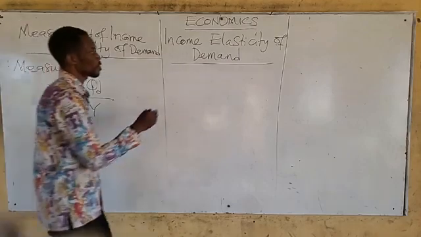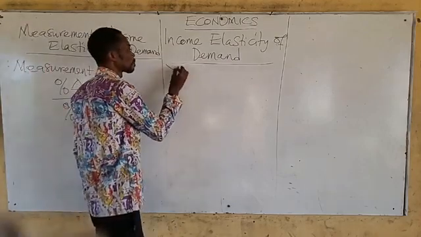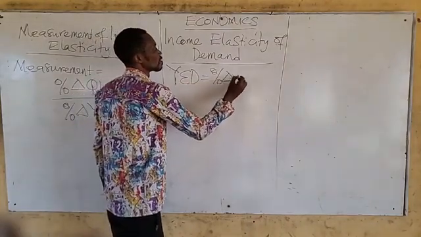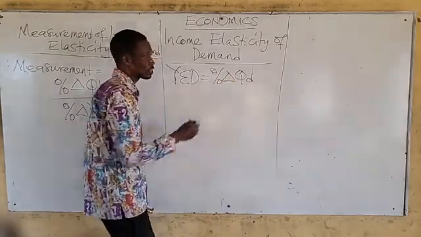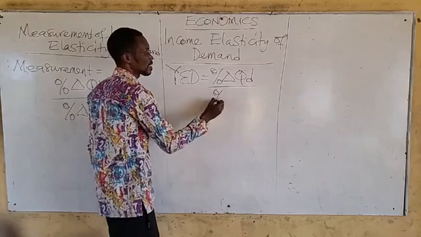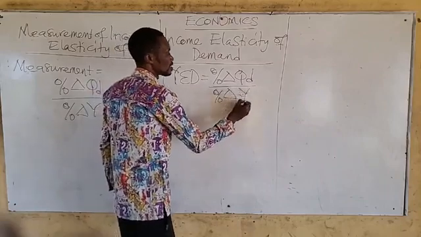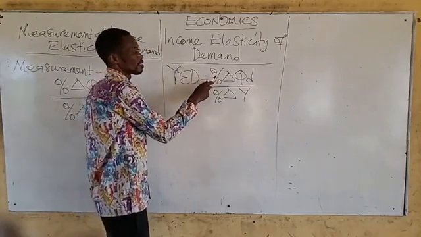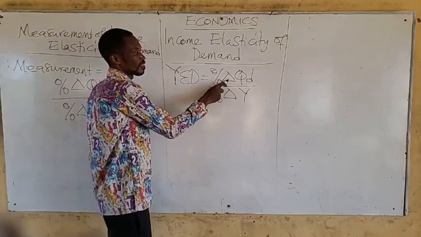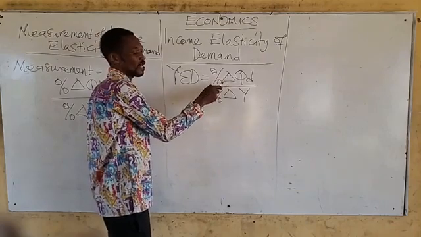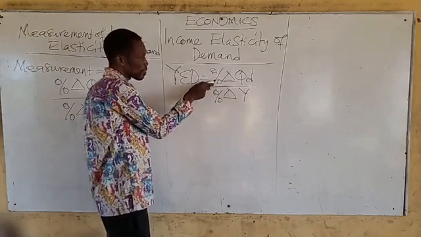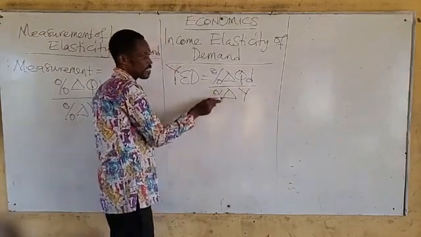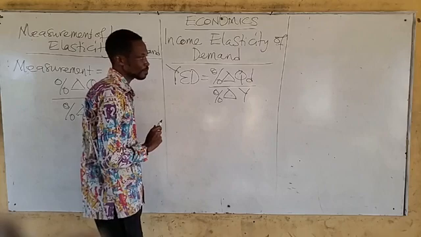Often, your teacher may write it like this: income elasticity of demand is equal to the percentage change in the quantity demanded of the commodity divided by the percentage change in the income. This small triangle is called delta, meaning change. QD is the quantity demanded, divided by the percentage change in the income. That is the formula.